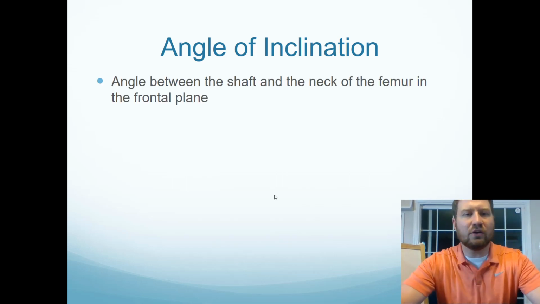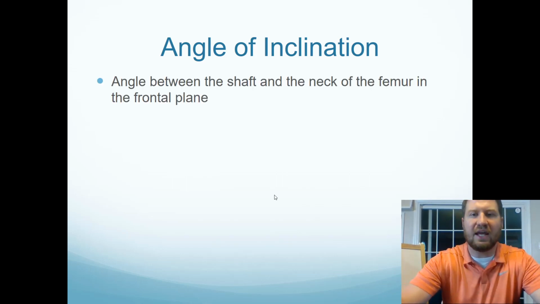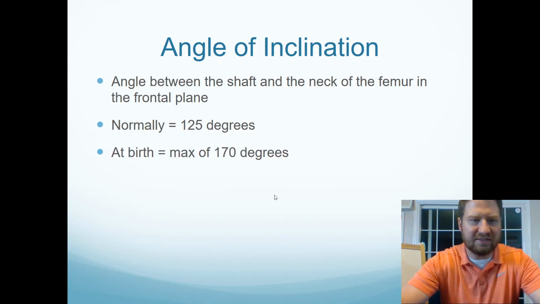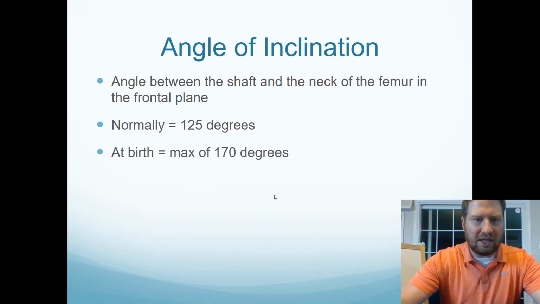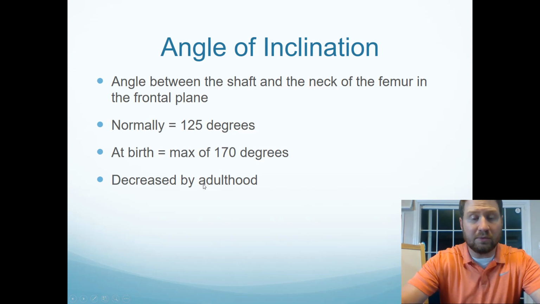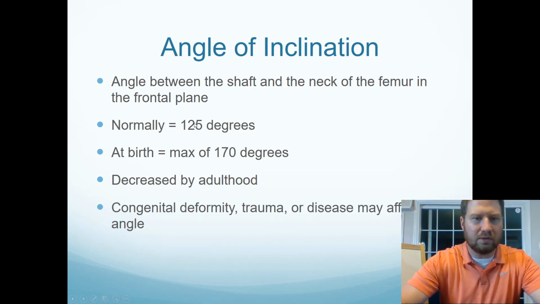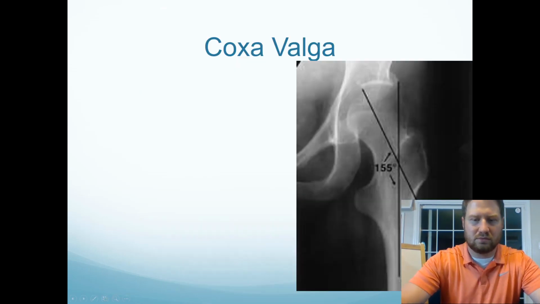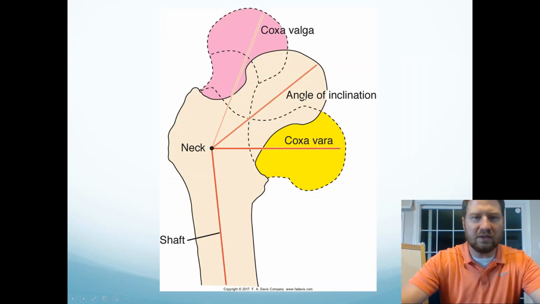All right, moving into the angle of inclination. This is the angle between the shaft and the neck of the femur in the frontal plane. Normally it's about 125 degrees. Okay? At birth, it's a little bit more, with a max of 170 degrees. By adulthood, as kids go through puberty and into skeletal maturity, that angle decreases to the normal amount. Okay? Congenital deformity, trauma, or disease may affect that angle. Okay? So normally it looks like this.